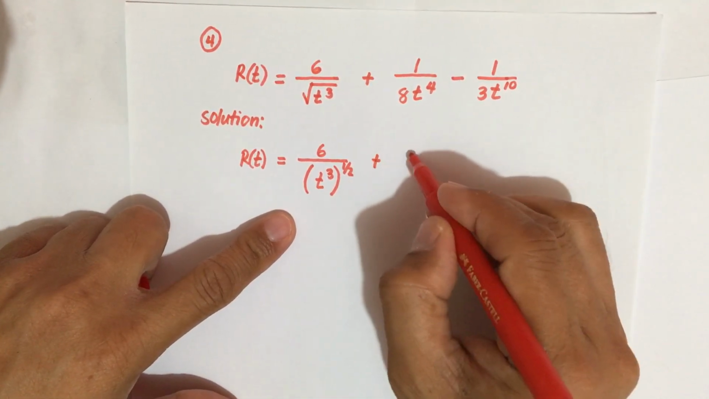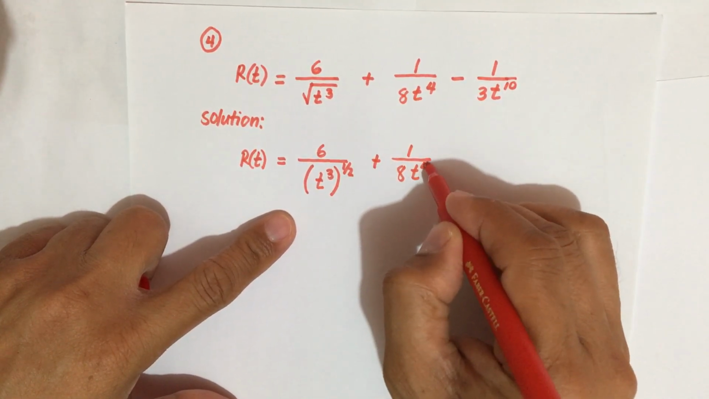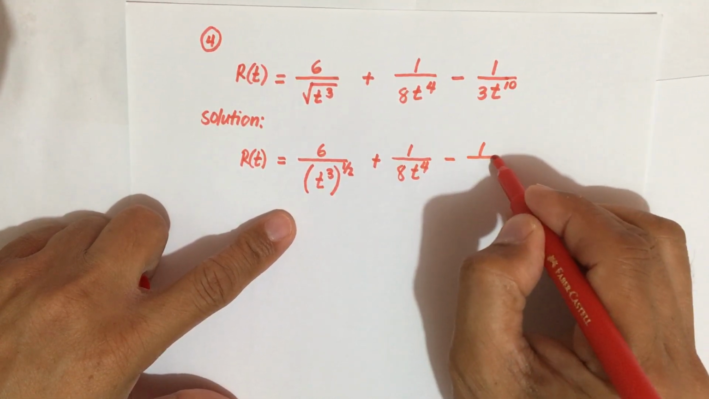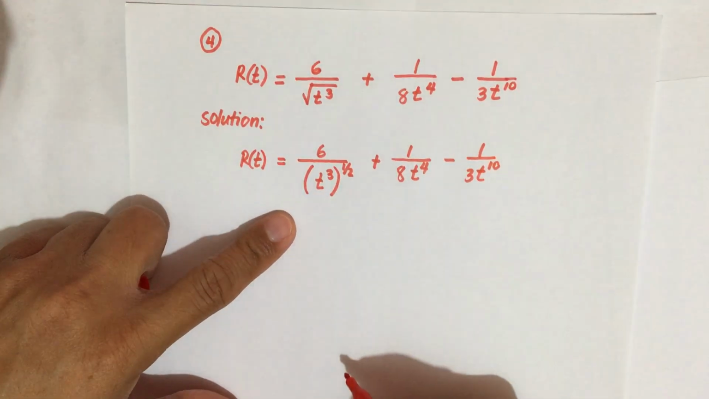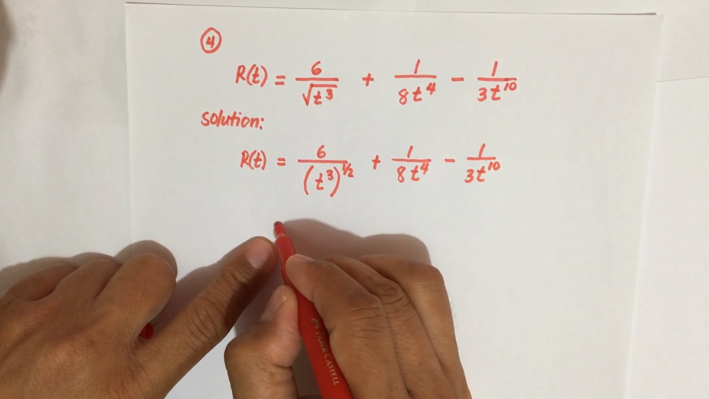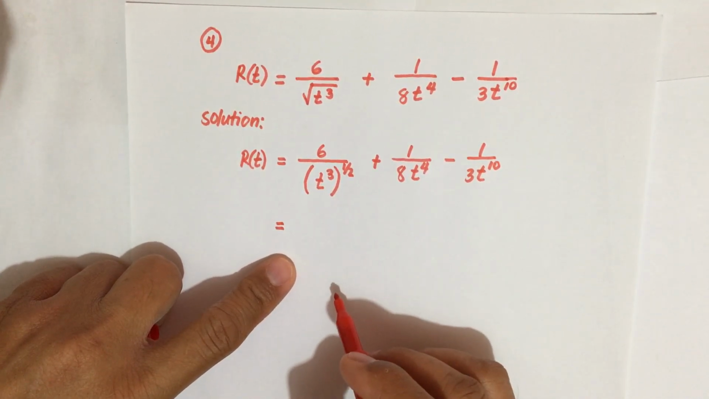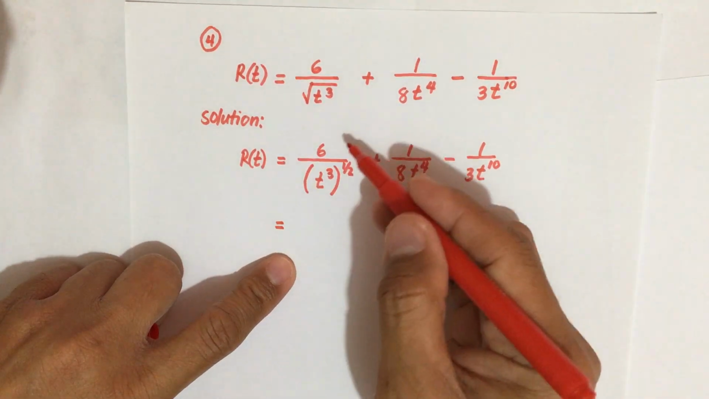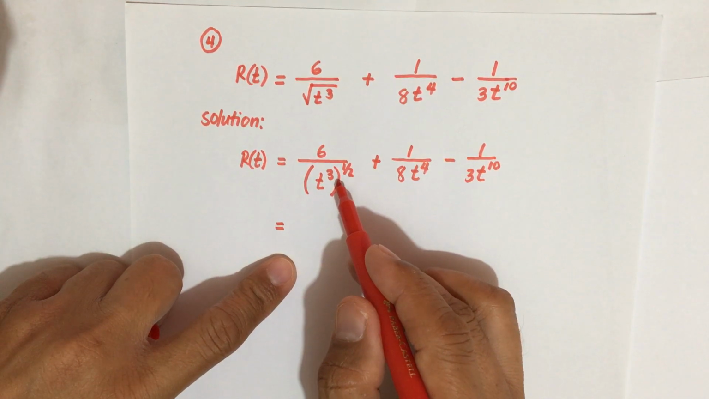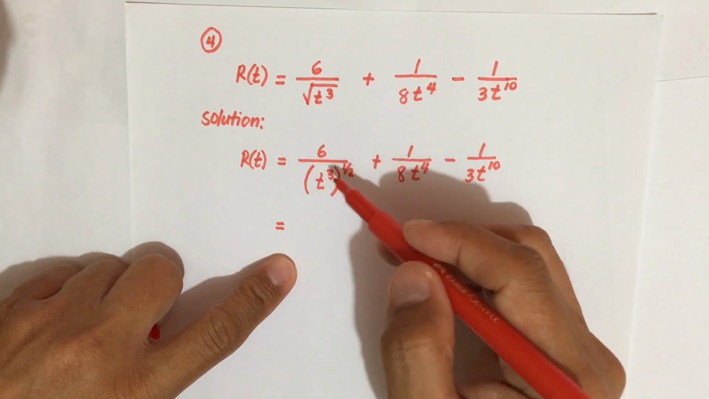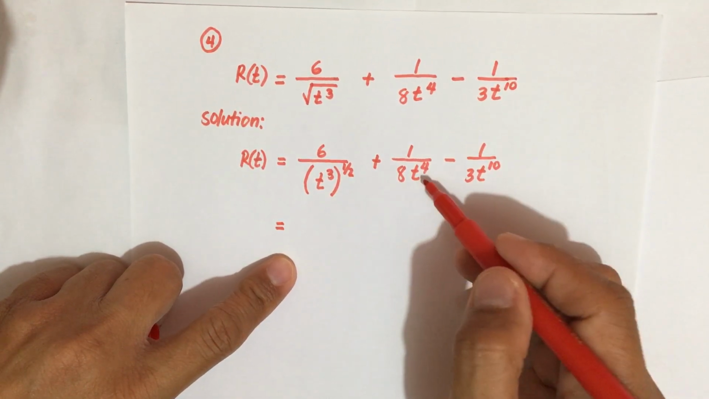Then plus 1 over 8t to the 4th power minus 1 over 3t to the 10th power. Okay, so the next step is the same as in our example number 3. We need to put this variable above. The rule is if the exponent is positive, then it becomes negative when you put it above. Okay, so same for all these terms here.